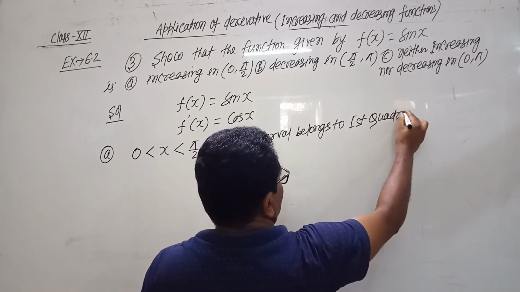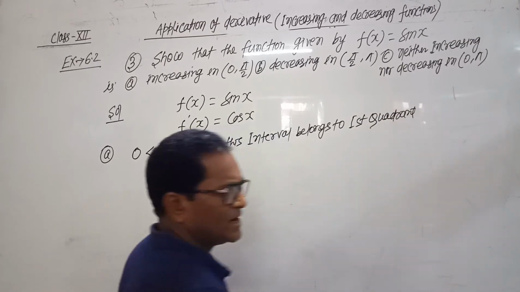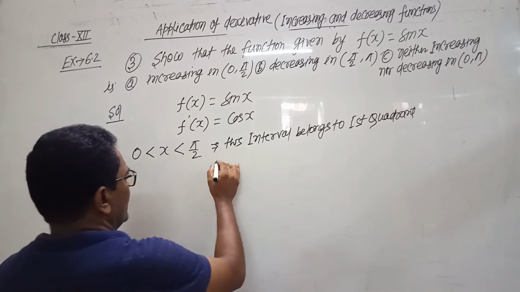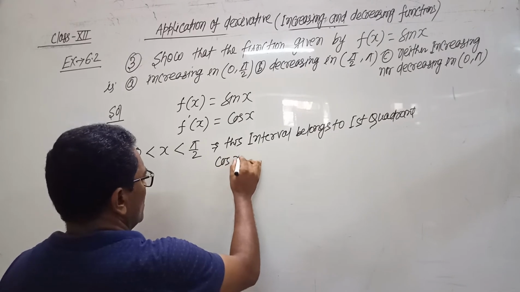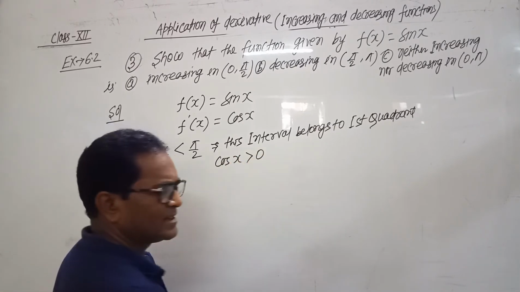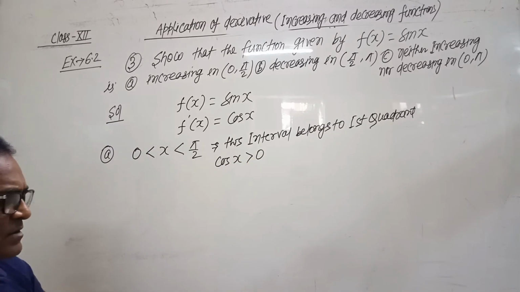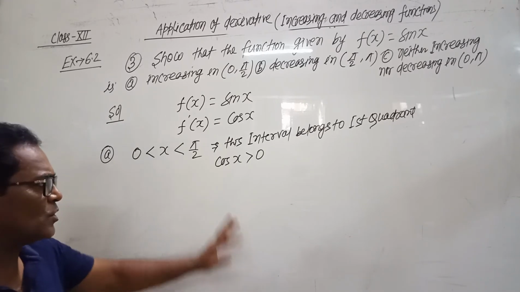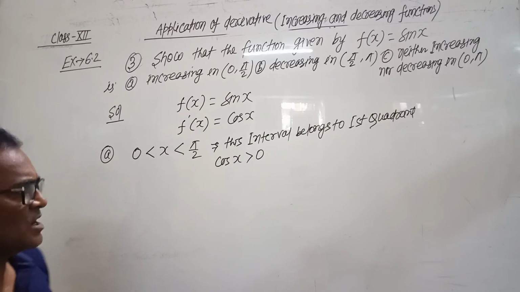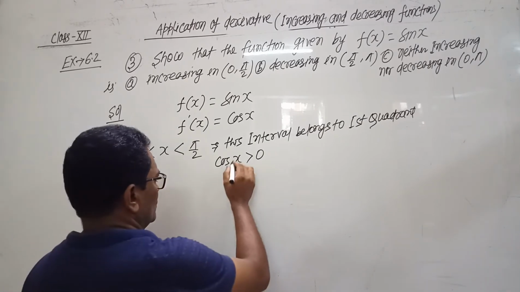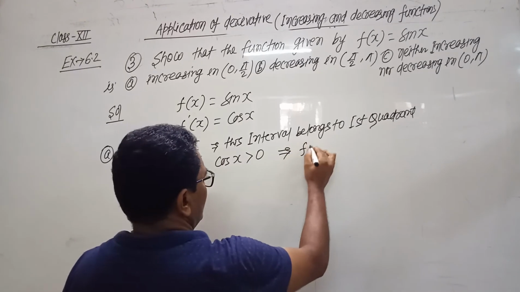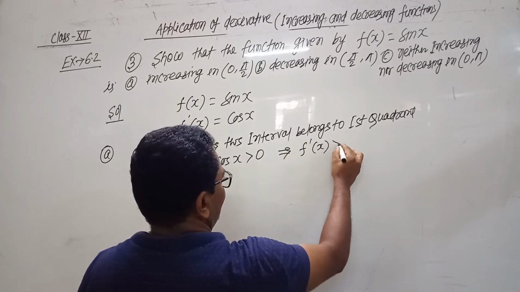The first quadrant lies from 0 to pi by 2, and we know that in the first quadrant the value of cos x is greater than 0, because in the first quadrant all the trigonometric ratios are positive. It means cos x is greater than 0. If cos x is greater than 0, it means f dash x is greater than 0.